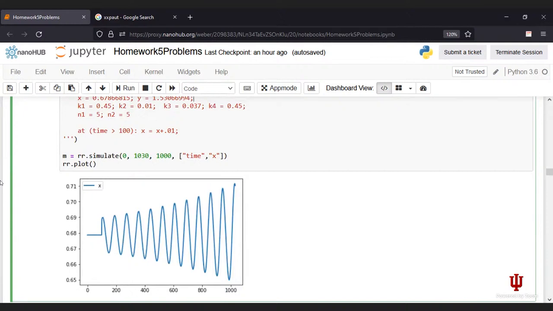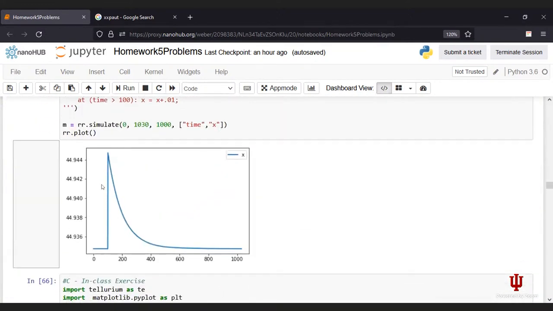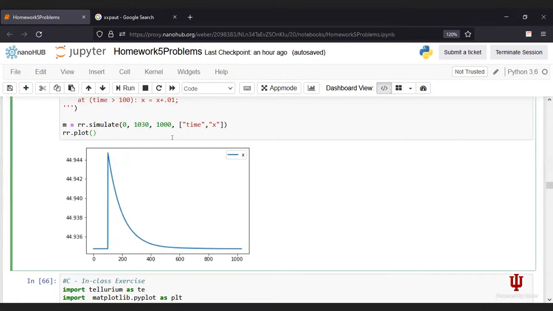And then we also wanted to, just for the sake of exploration, we found a different steady state that looks like a stable steady state, which is the one that was at a much higher value. And we did the same thing where we did a perturbation and it went back to that same steady state because it's stable.